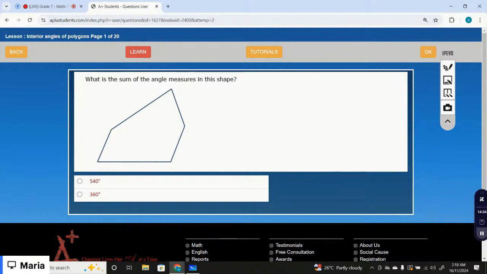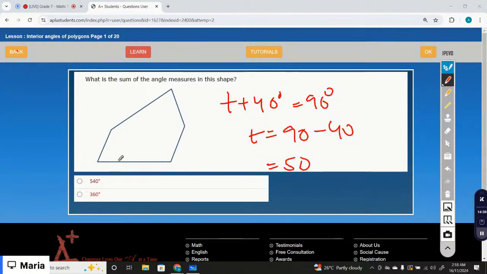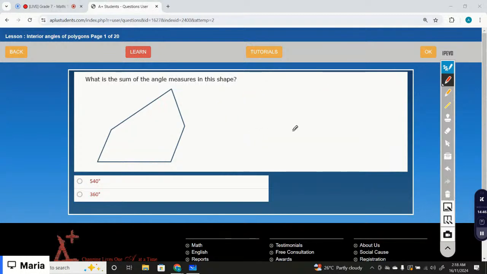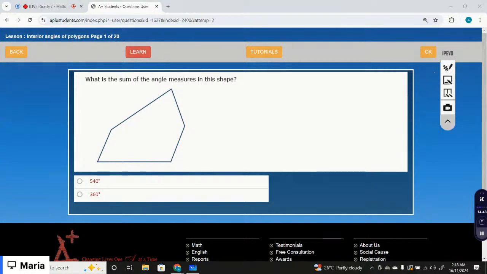Two triangles. The pentagon is made up of two triangles, right? You can see here, here is the first one. No, three, not two. One, two, three triangles, right? Sorry. So that is 3 times 180 degrees. That is 540 degrees. Option number 1 is the correct option.